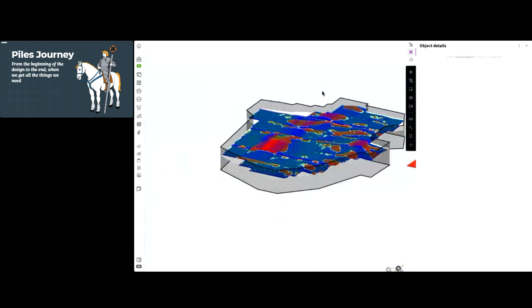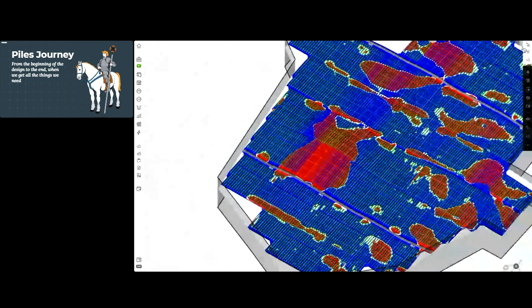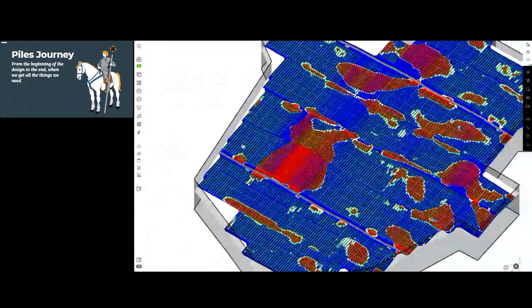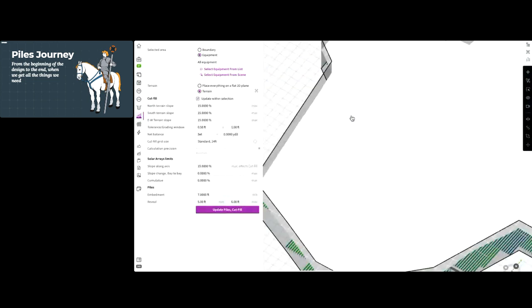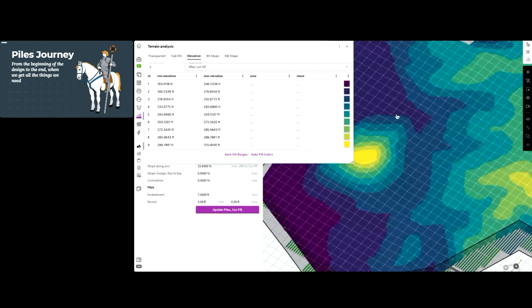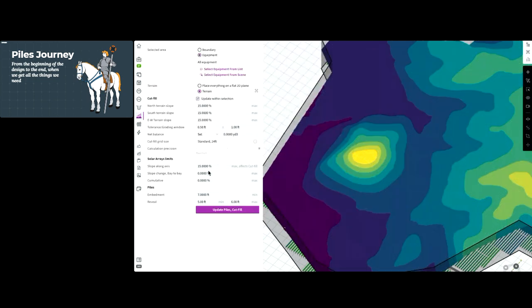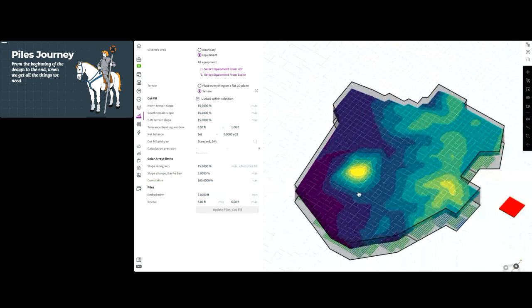For example, if we decide to try terrain following trackers instead of rigid trackers, we would go back to our existing grade, so no cut and fill now. So we have the terrain as we uploaded it, and then I'll add more or less. Okay, slope changes. Let's say we'll do slope change bay to bay as 3%, and we will add cumulative. Let's say we don't have any restrictions for cumulative slope. I'll add it as 100%.